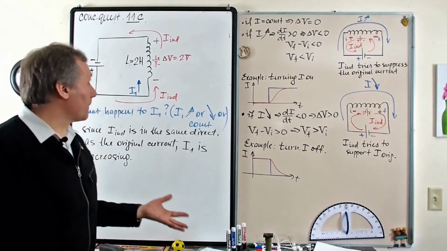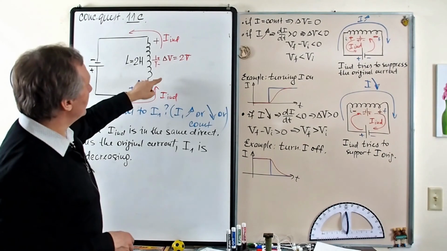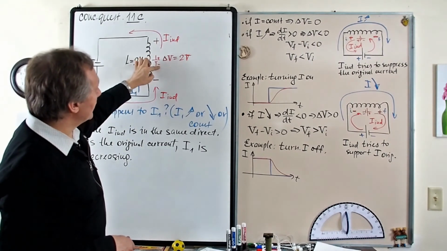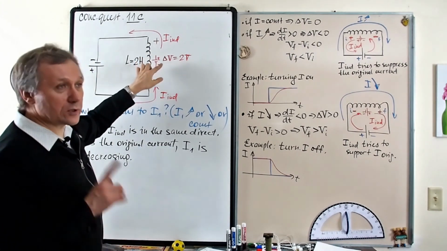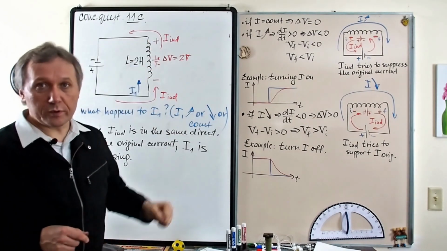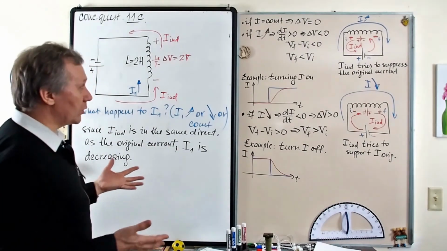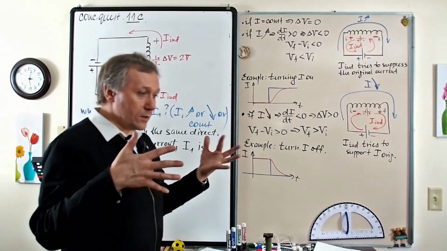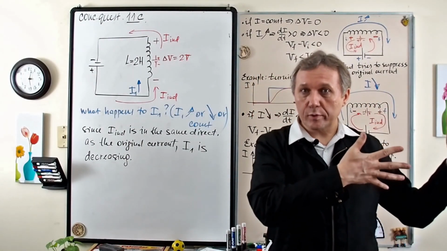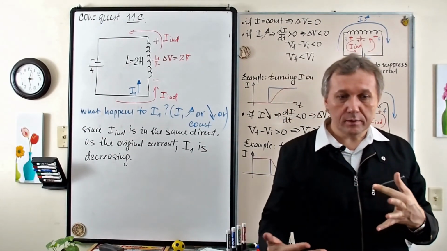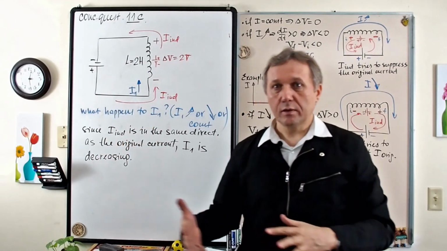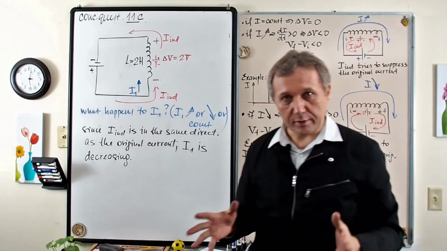If we had the opposite situation, let's say plus here and minus there, then we would have positive polarity on this side and negative over there, and as a result the induced current would flow in the opposite direction. That can only happen if the original current is growing. If the original current is growing, the inductor creates a potential difference such that the induced current flows opposite to the original current.